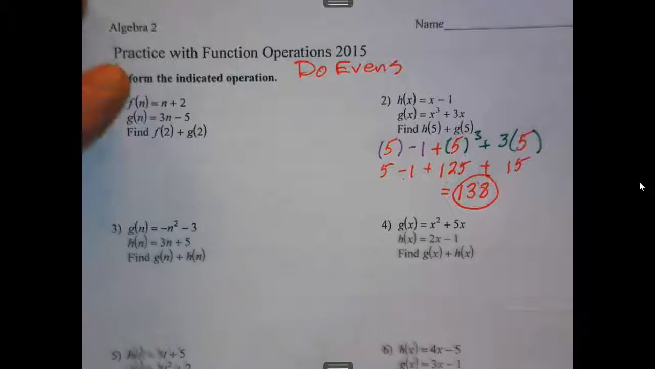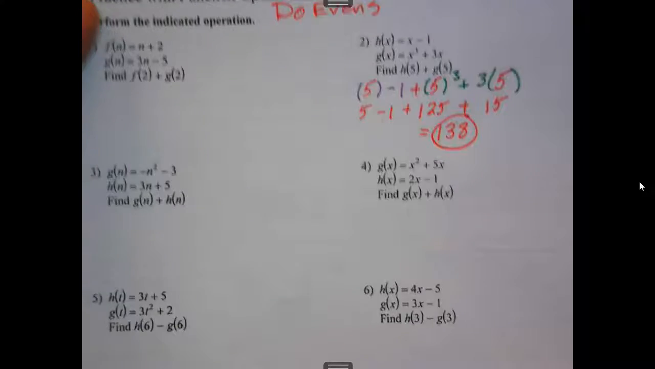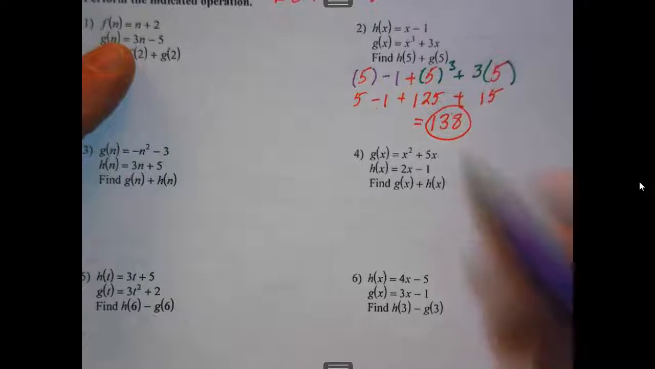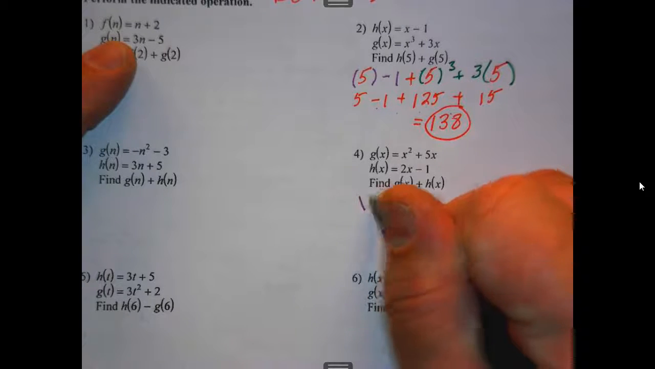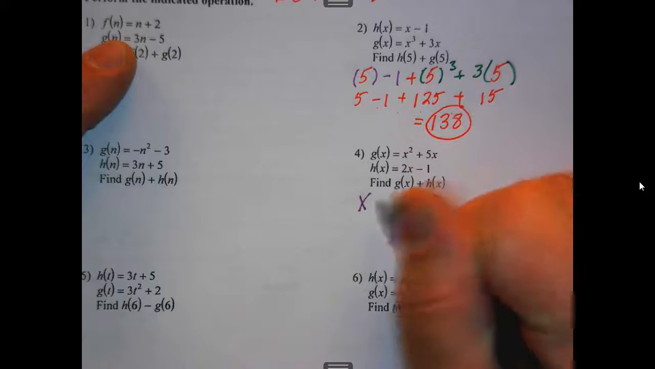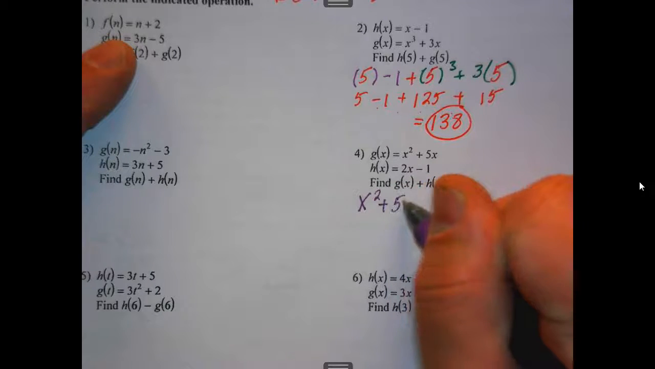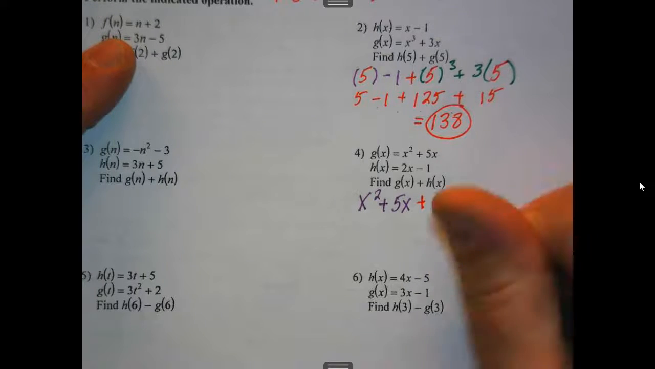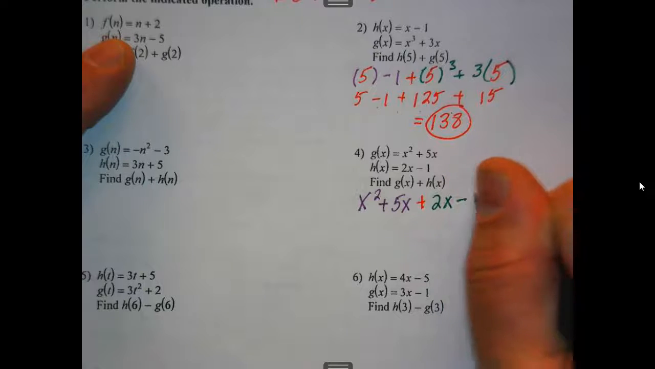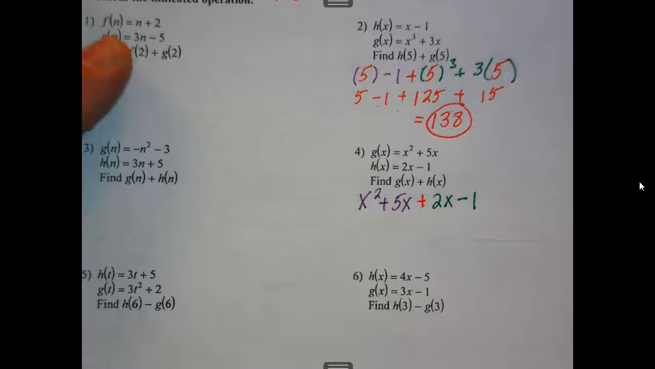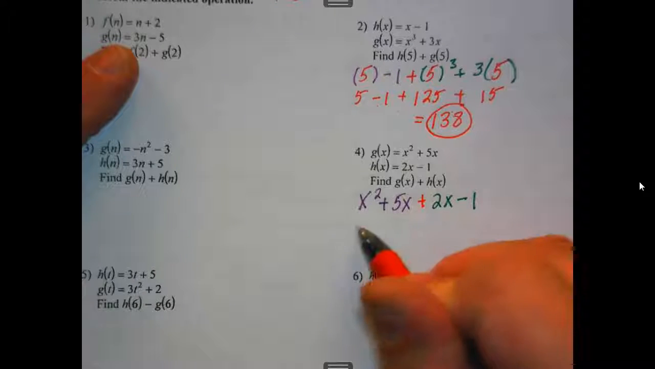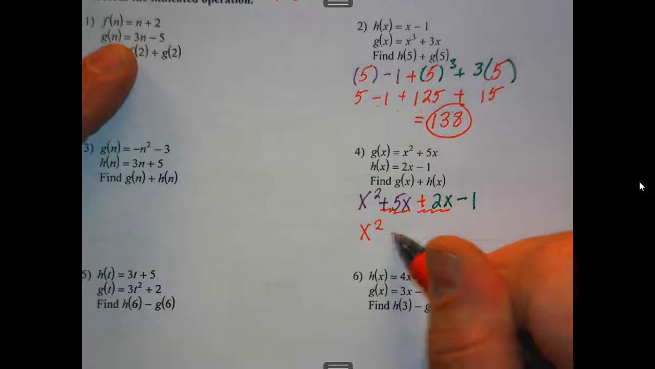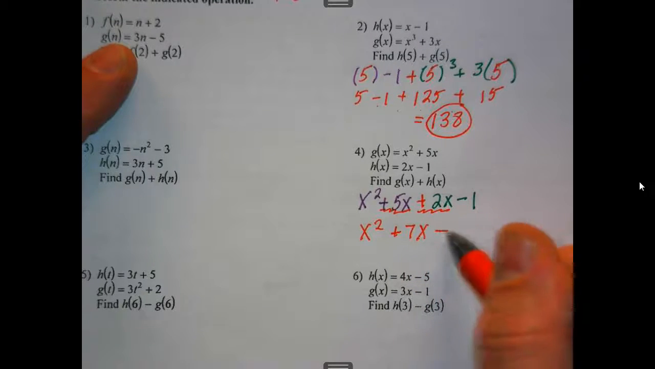Number 4. This time we do not have to evaluate. We just take our functions and add them together. G of x is x squared plus 5x. We're going to add to it the h of x, which is 2x minus 1. Nothing to distribute, nothing to do here but combine like terms. You have x squared plus 5x plus 2x is plus 7x minus 1.